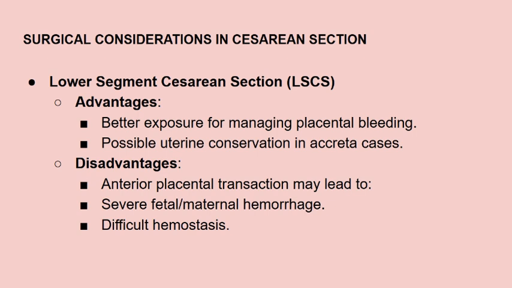So what are some of the considerations you should have when doing a cesarean section for placenta previa? Cesarean section for placenta previa can be quite challenging, and it's usually advised that it should be done by the most senior obstetric personnel available. So you can do the lower segment cesarean section. It provides better exposure. You can manage any bleeding that occurs. You can conserve the uterus if there's accreta.